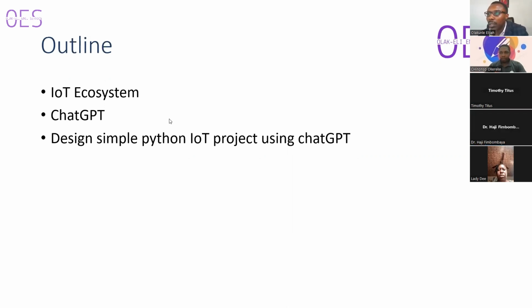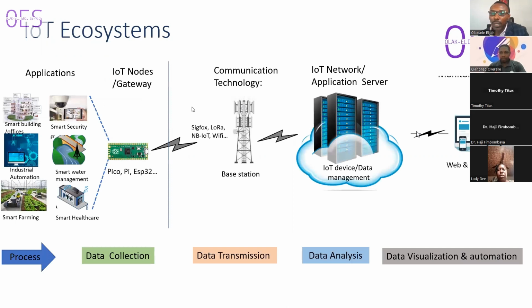So let's get started. For the IoT ecosystem, basically when you talk about IoT, it is the ability for machines to communicate with one another without much human intervention. And it also consists of various processes. So the application itself, that is whatever IoT you are trying to develop. It could be for smart building, smart security, smart water management, and all of these various applications. So that's the application itself.